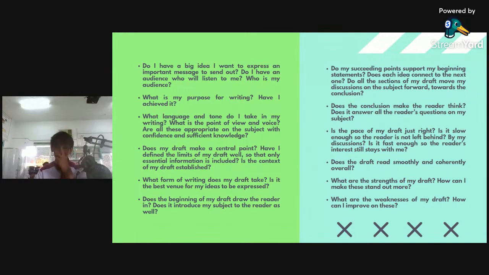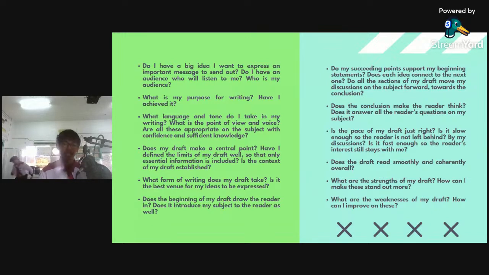Does the conclusion make the reader think? Does it answer all the reader's questions on my subject? So put yourself in the reader's shoes, right? What do you think they have in mind when they're reading it? Maybe they have a few questions like, why is it like this? Why is it like that? You want to, as much as possible, answer most, if not all, of the questions that readers have in mind while reading or after they read the whole essay.